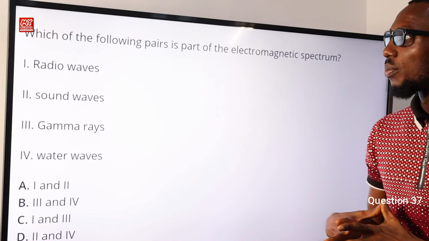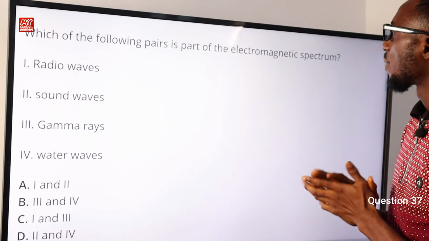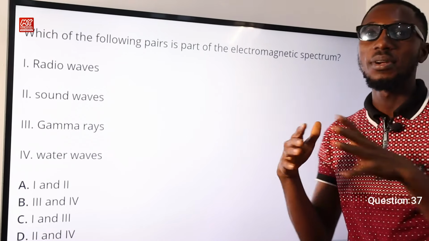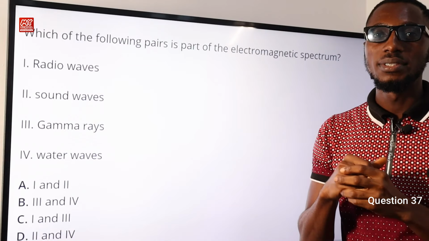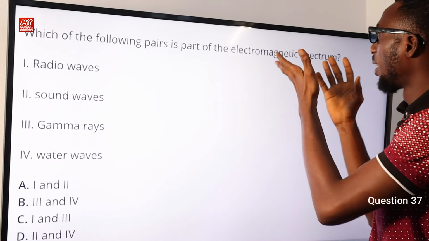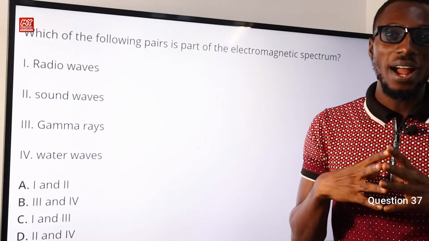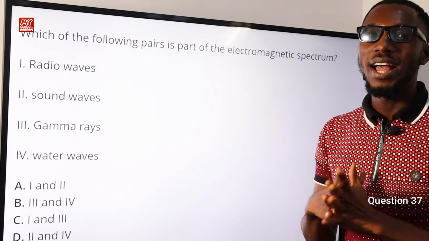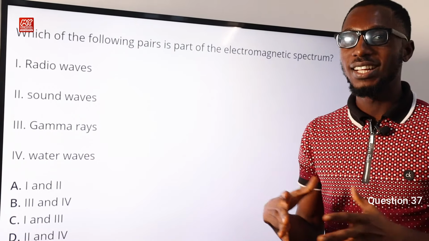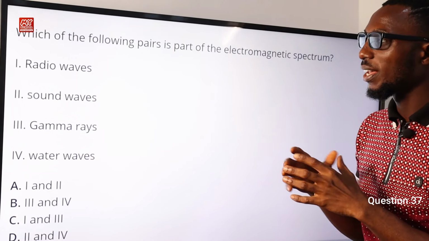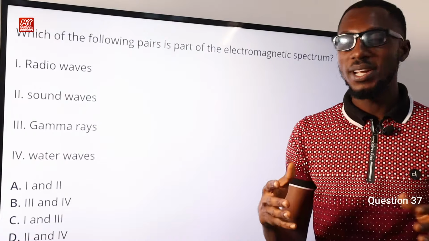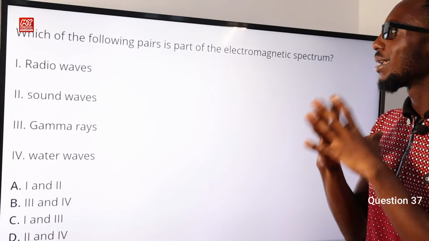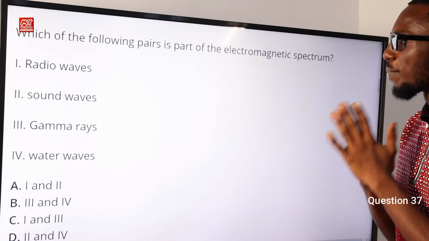Question 37. Which of the following pairs is part of the electromagnetic spectrum? When you say electromagnetic spectrum, we are talking about spectra that do not require a material medium for their propagation, and they travel at the speed of light. Examples include your gamma rays, your radio waves, your light rays, and what have you.